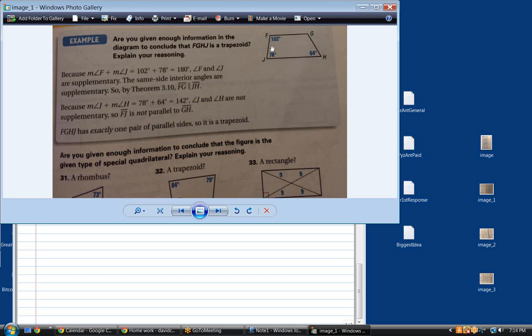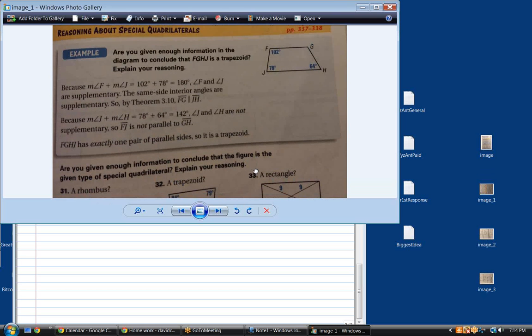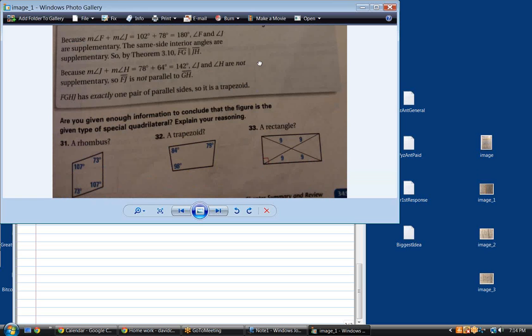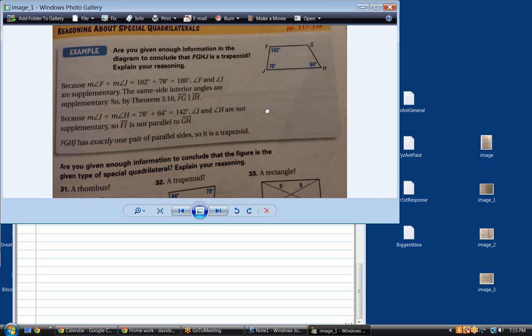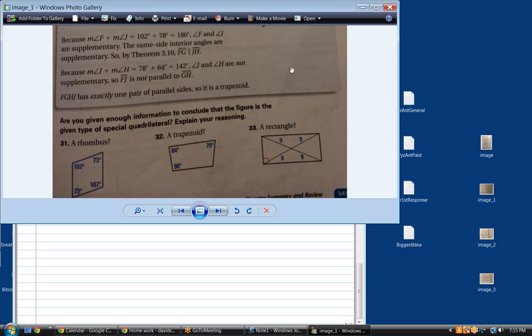That's a trapezoid because these two angles are supplementary, which means that's parallel to that. FG is parallel to JH, based strictly, again, on parallel lines. Remember that a trapezoid has exactly one set of parallel lines only. If it had two, it would be a parallelogram. Correct. Can you see 31?